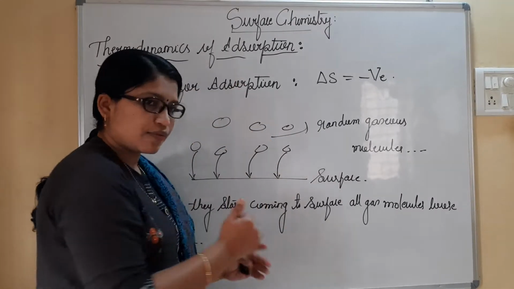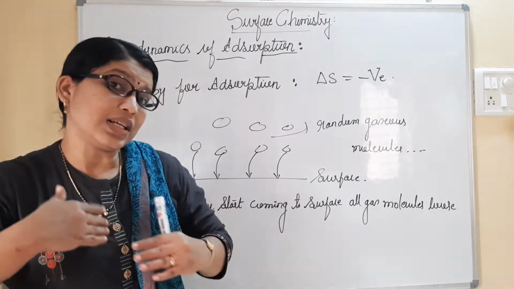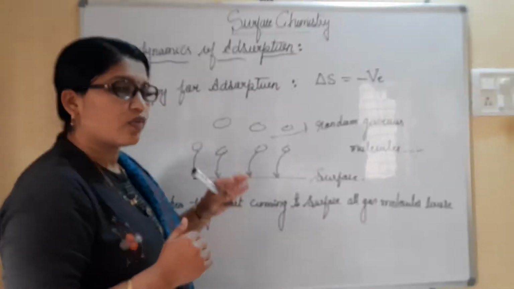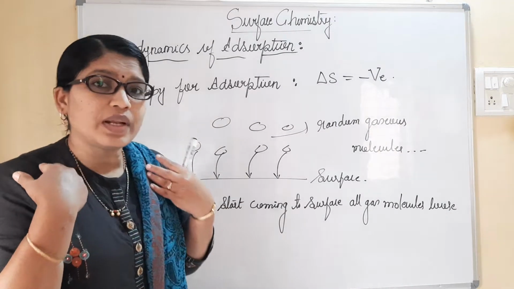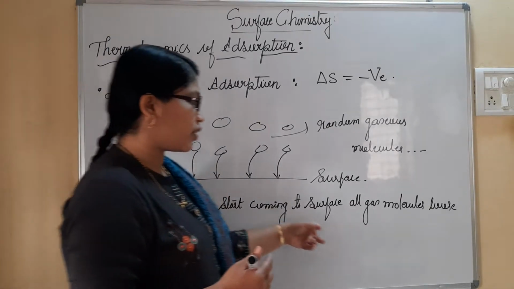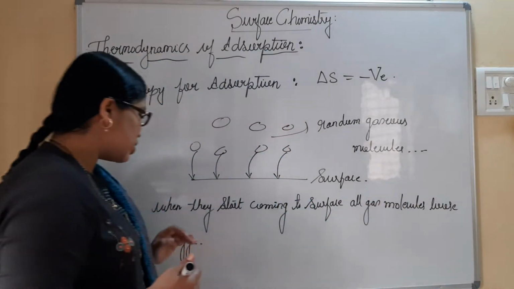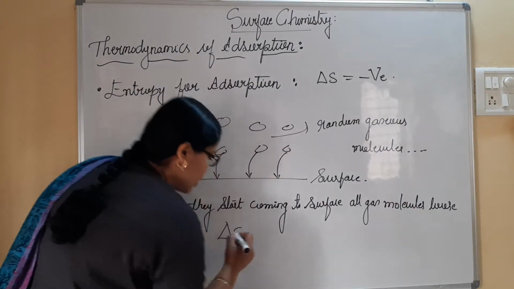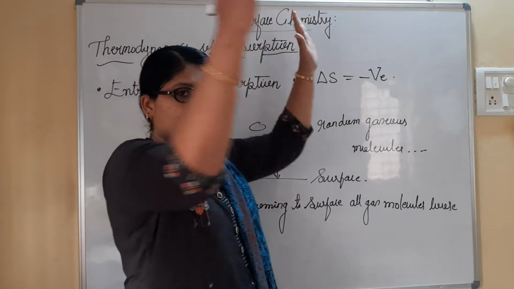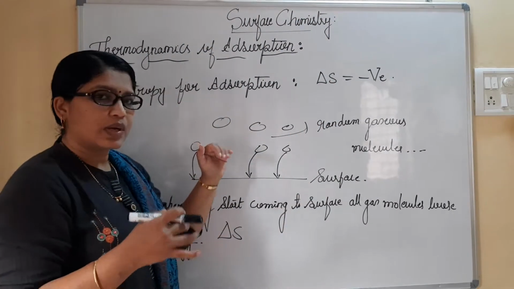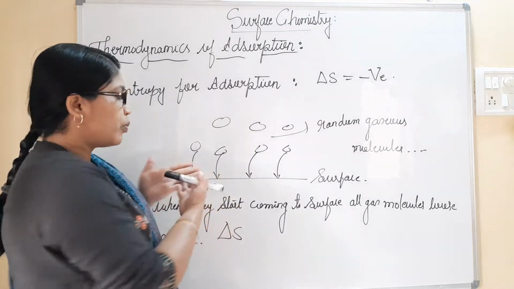While adhering to the surface, what happens? An amount of energy is released. For gaseous molecules, during adsorption the entropy value is also going to be negative. Energy is going to be released. I have written here, when they start coming to the surface, all gaseous molecules lose energy. That is the reason for the reduced randomness. Previously they were very random, wandering here and there. Now, due to the increase in pressure, they are coming close to the surface.